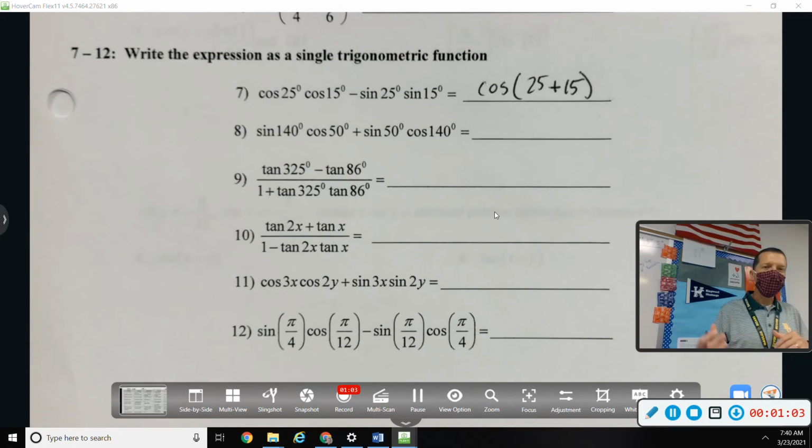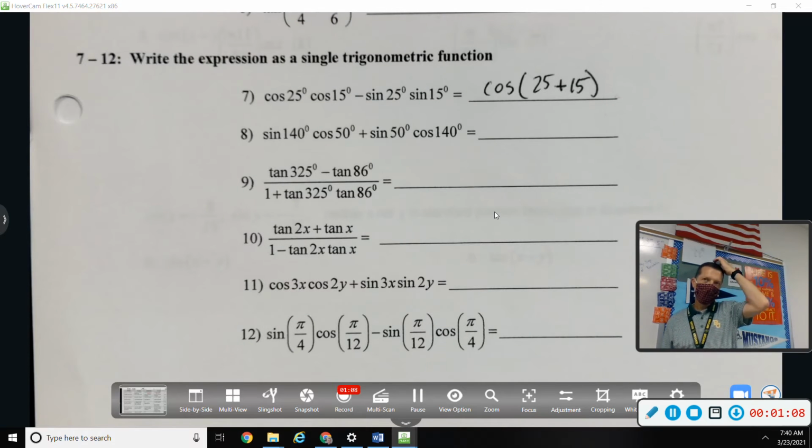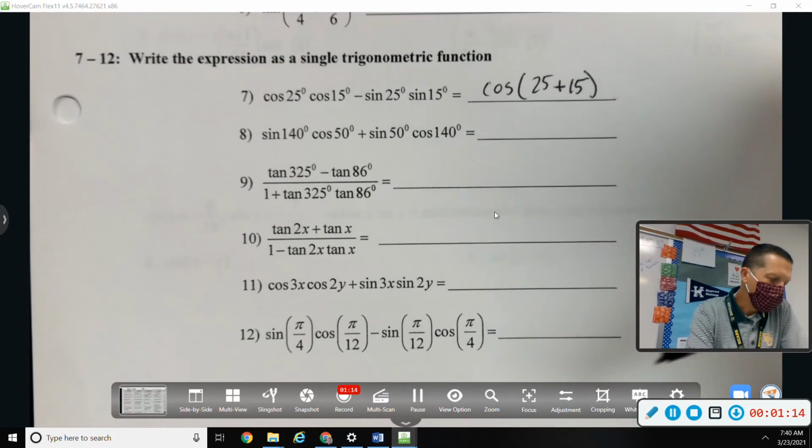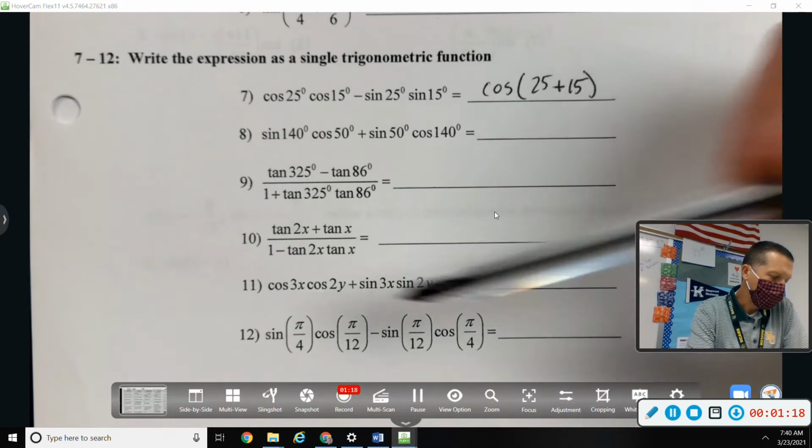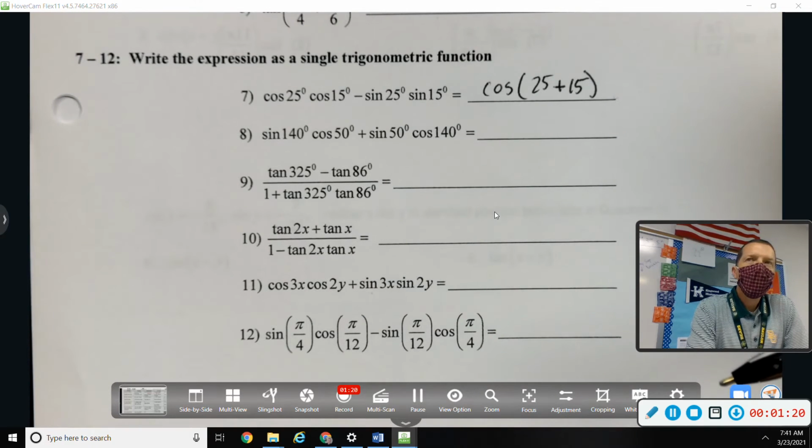That's sort of applying the formula backwards. Any questions on 7 through 12? I mean, assuming there's not on 1 through 6, it's just straightforward, apply the formula. But 7 through 12, some of those are kind of tricky, especially the ones with the variables in them, like 10 and 11. Questions on those?